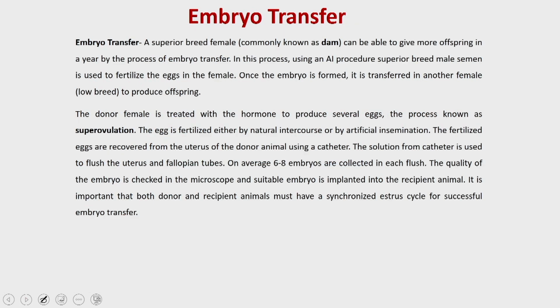The second procedure is the embryo transfer. In embryo transfer, you take a superior breed female, normally known as a dam, and you are able to get more offspring in a year by the process of embryo transfer. What happens is you have a superior breed female, but a female has a limited number of babies which it can produce in a single year.